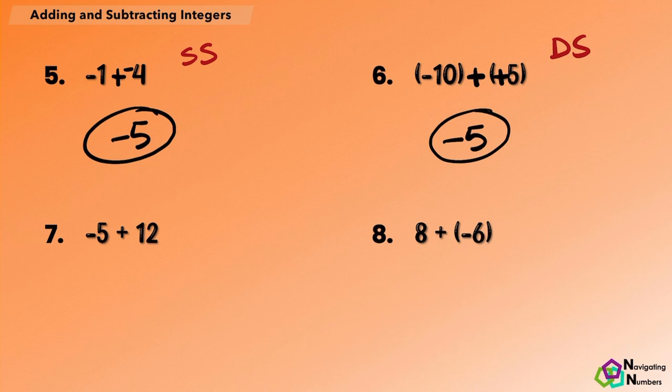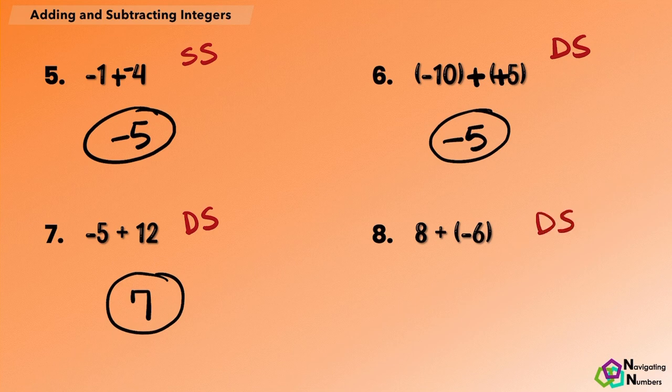Number 7, we have negative 5 plus 12. We have a negative and a positive, so these are different signs. So we subtract. 12 minus 5 is 7, and because the 12 is greater and it's positive, our answer is positive 7. Number 8, 8 plus negative 6. Here we have a positive 8 and a negative 6. Those are different signs. So we have same sign add and keep, different sign subtract. So 8 minus 6 is 2. And because the 8 is greater and it's positive, my answer is positive 2.